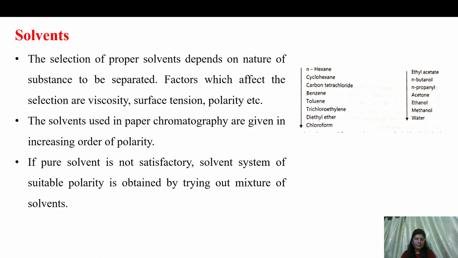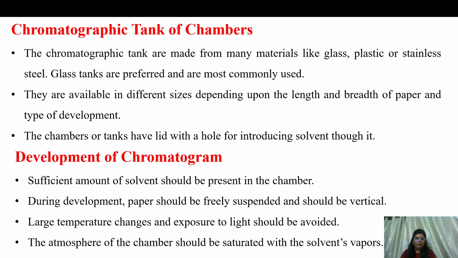The solvents used in paper chromatography, in increasing order of polarity, are n-hexane, cyclohexane, carbon tetrachloride, benzene, toluene, trichloroethylene, diethyl ether, chloroform, ethyl acetate, butanol, propanol, acetone, ethanol, methanol, and water. If a pure solvent is not satisfactory for the separation of your components, then you can use a mixture of the solvents. Now let's talk about the chromatographic tank or the chamber.